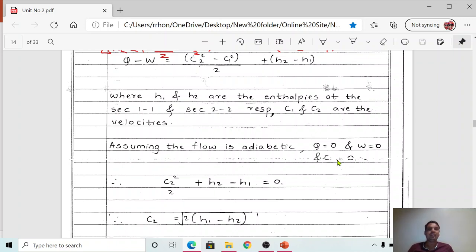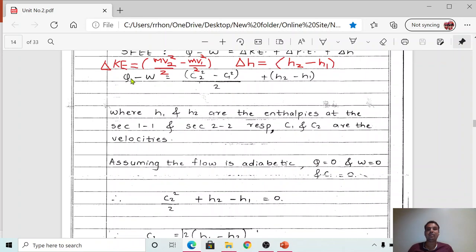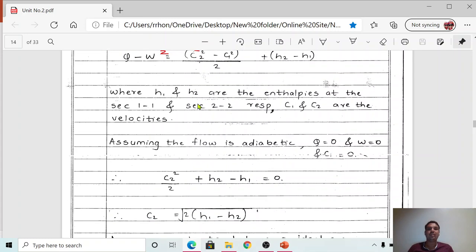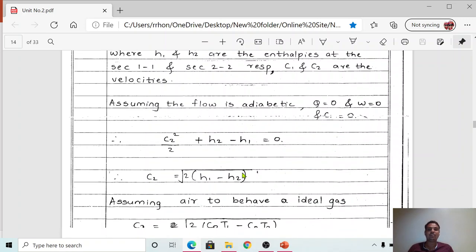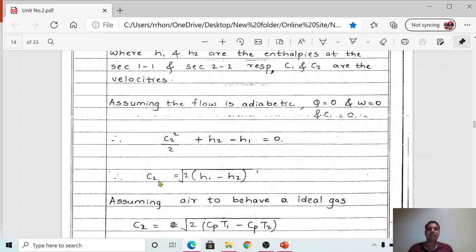So put these values in this equation. Q is nothing but 0 as per this consideration, work is again 0, and C1 is again 0. So what is remaining? The C2 square by 2 as it is, plus H2 minus H1, and this whole equation is equal to 0. So again, simplify the equation. We can write the final equation over here.